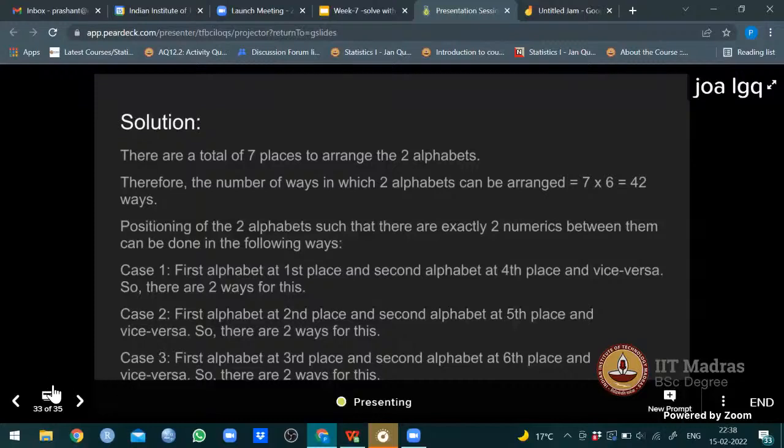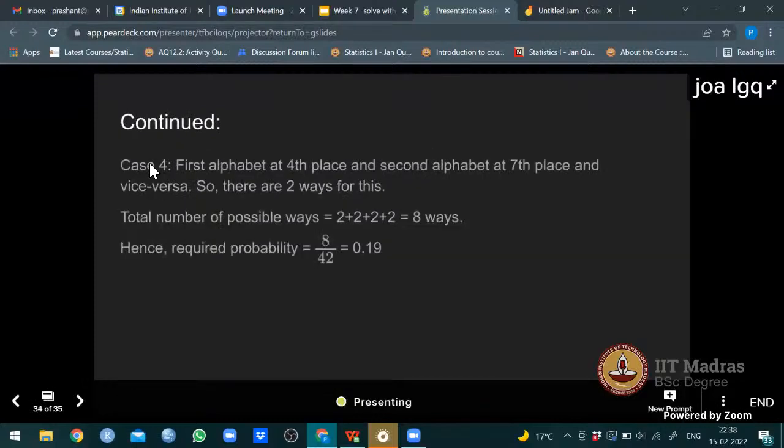Similarly, there will be case 4. First alphabet at 4th place and second alphabet at 7th place, and you have total 7 places. For this also you have 2 ways. So total number of possible ways for case 1 or case 2 or case 3 or case 4 is 8 ways. So the required probability is 8 by 42. Have you got it? Yes, sir, I did it with a different approach.